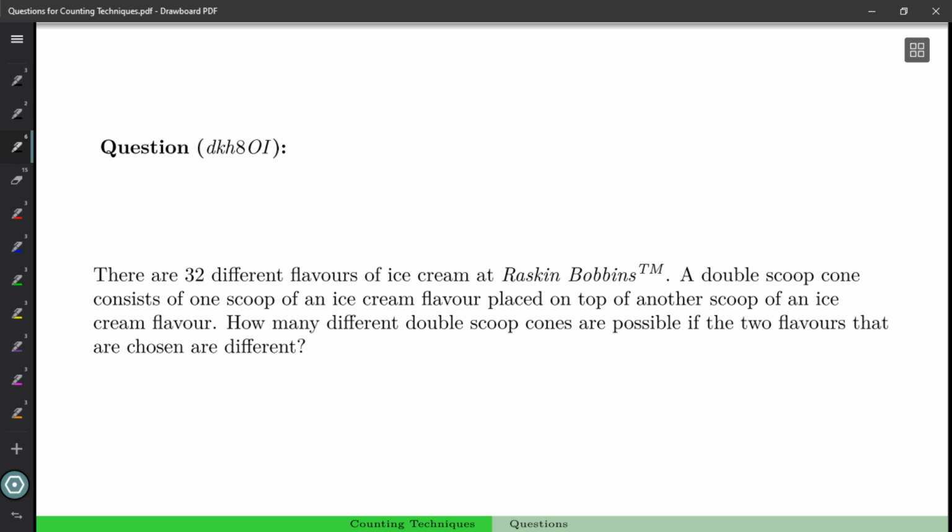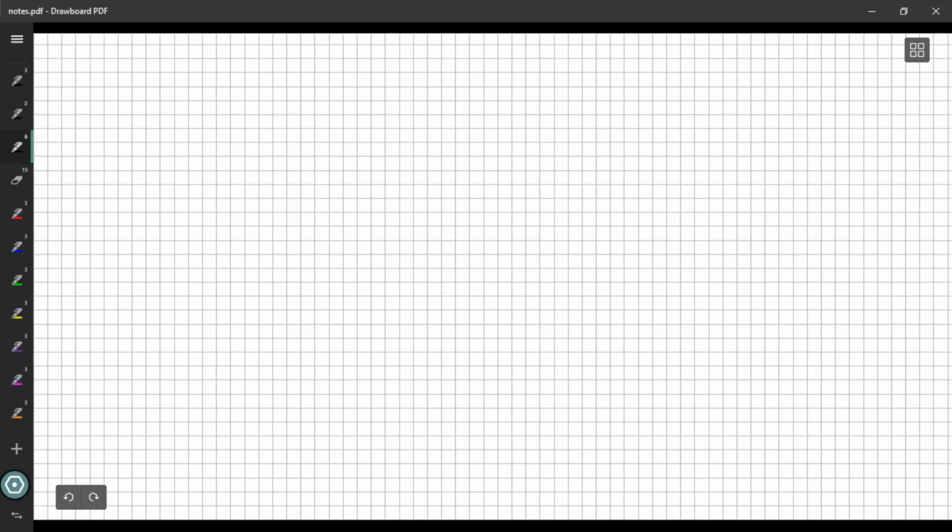There are 32 different flavors of ice cream at Raskin Bobbins. A double scoop cone consists of one scoop of an ice cream flavor placed on top of another scoop of an ice cream flavor. How many different double scoop cones are possible if the two flavors that are chosen are different? So there's actually a couple ways we could approach this question. And I'm going to go through both of them for you. Okay? Both of them, at least the two that pop into my head.